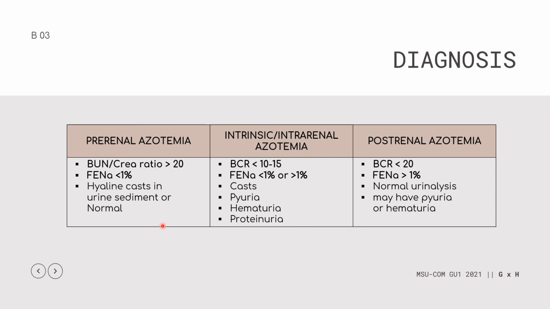Urinalysis may be normal in pre-renal azotemia and in post-renal azotemia, but in pre-renal azotemia, there may be presence of hyaline casts, while urinalysis may reveal pyuria or hematuria in post-renal. In intrinsic azotemia, urinalysis may reveal casts, pyuria, hematuria, or proteinuria.